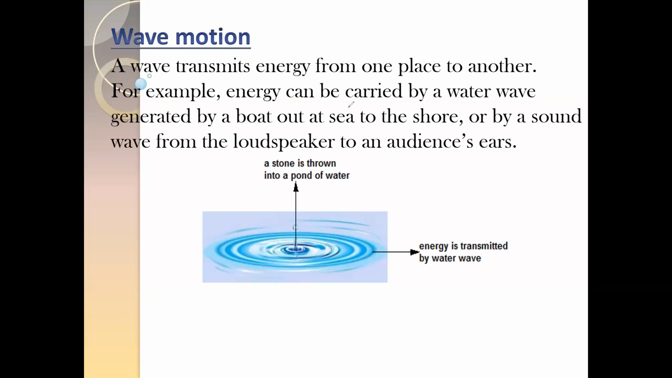Example: energy carried by the water wave generated by a boat, or for example, if you drop a stone into a pond. If this stone is thrown into a pond, what will it produce? It will produce ripples or waves. So basically, the energy from the stone is transferred from one place to another, carried by the waves.